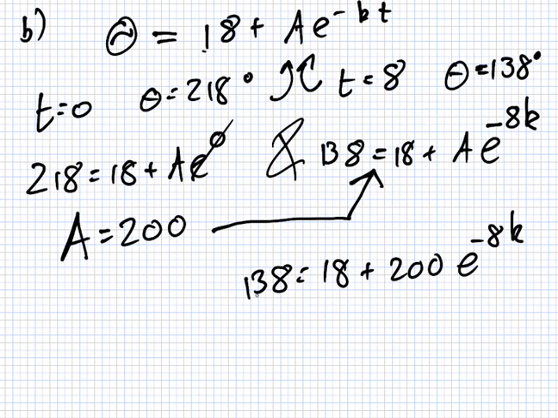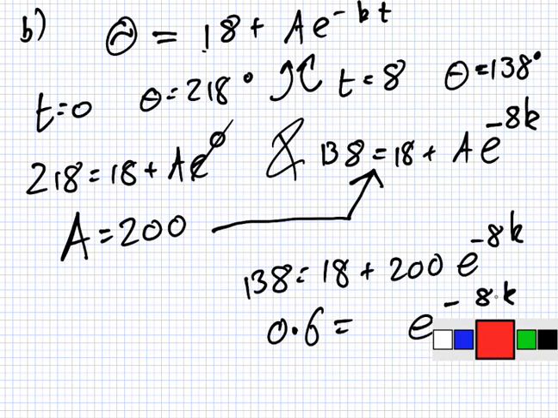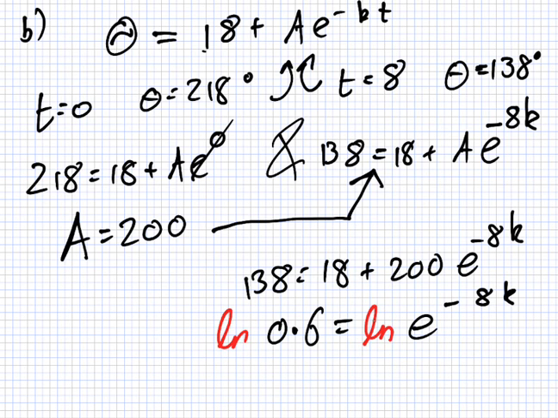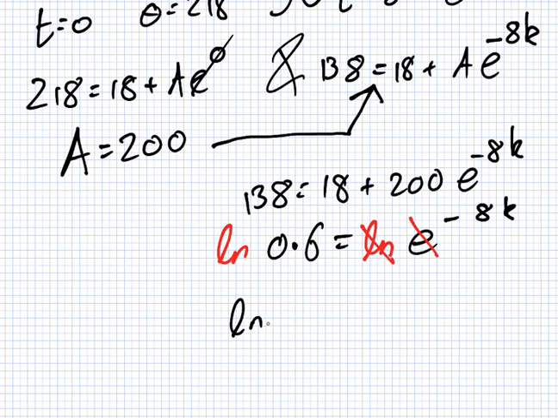So I get 138 minus 18 is 120, and I get 120 over 200, 12 over 20, 6 over 10, 0.6. So I get 0.6 equals e to the power minus 8k. We know how to cancel the e here with a log. So you have now log 0.6 over minus 8. That's the k.